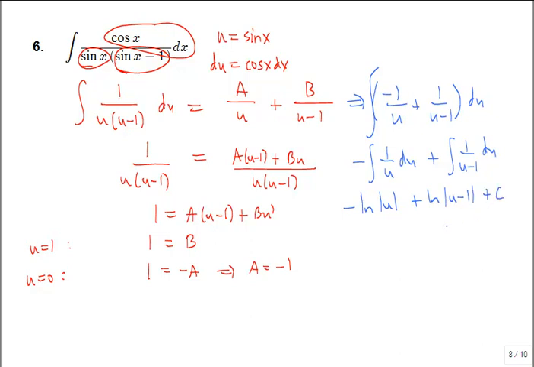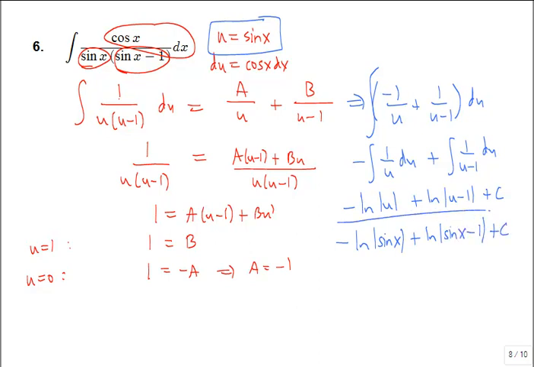Unfortunately, we're not done yet though. This is in terms of u, we need x's, so go back to here. U is sine of x, so all I have to do is plug in sine of x for these u's, and then I am done. And there's our answer. So even though it didn't start out as a rational expression, we were able, with a u substitution, to turn it into one and then use this partial fraction decomposition method to be able to integrate fairly easily.